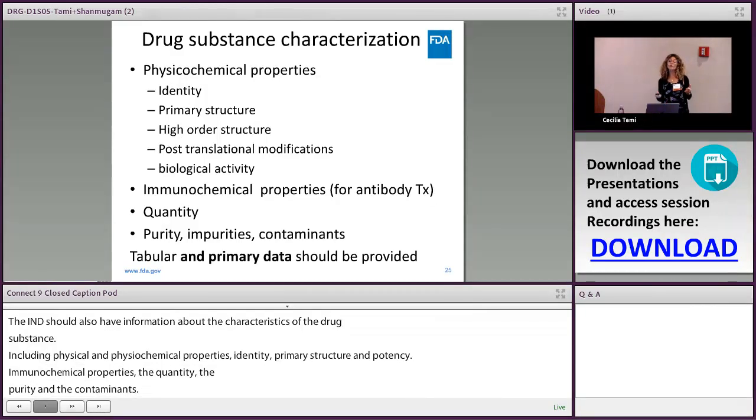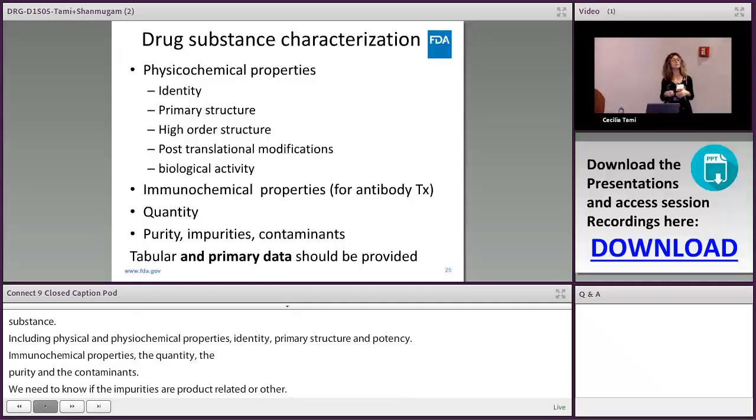And to support all this information, we expect not only tabular data, we don't expect only numbers in the table, but we want to see the primary data, images of the gels, chromatograms, something that allows us to make our own assessment.